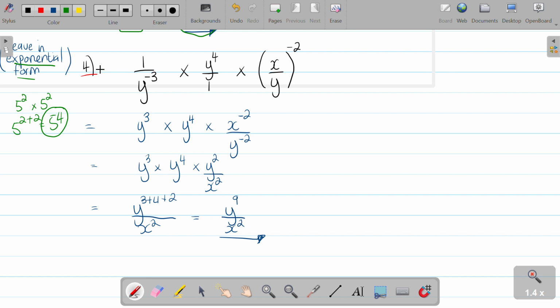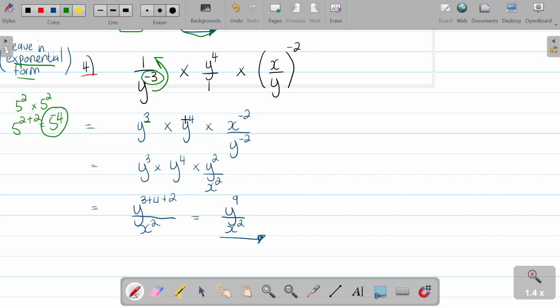2 more questions. Right, number 4, so we have 1 over y to the negative 3 times y to the 4 over 1 times, and then we have a fraction with a bracket around it and a negative 2. So let's simplify them all together. So this now, remember I said this will kind of come to the top and kind of become a numerator, and then the negative exponent will change to become a positive, yay, yay, yay.